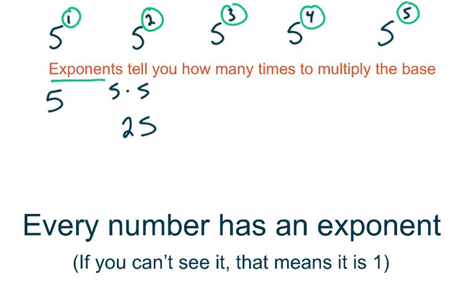I'm going to go ahead and use red. The base is all of these fives. There's a base 5 for all these numbers. So these are just 5 different examples of numbers with exponents.